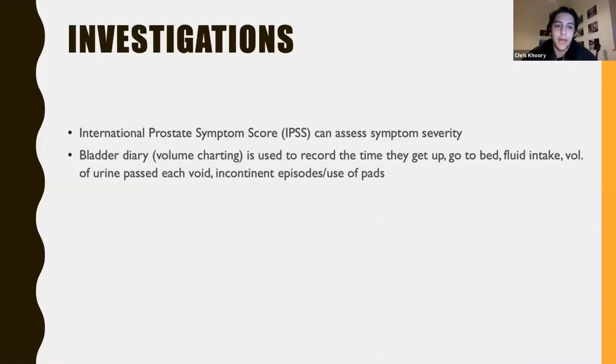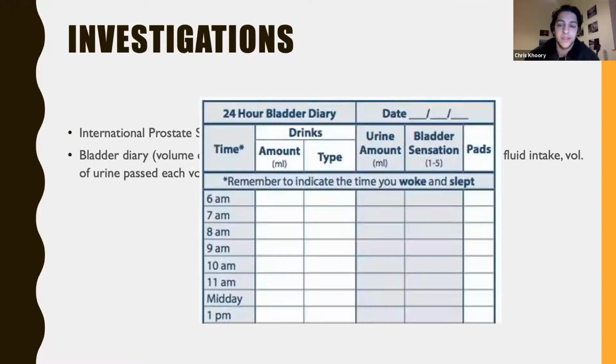You can also use bladder diaries. So this is volume charting, and it's used to record the time that they get up, the time they go to bed, the fluid intake, volume of urine that they pass each void, any incontinent episodes, and use of pads. So this is an example of a bladder diary, and it's fairly self-explanatory, and the patient can fill it in throughout their day.